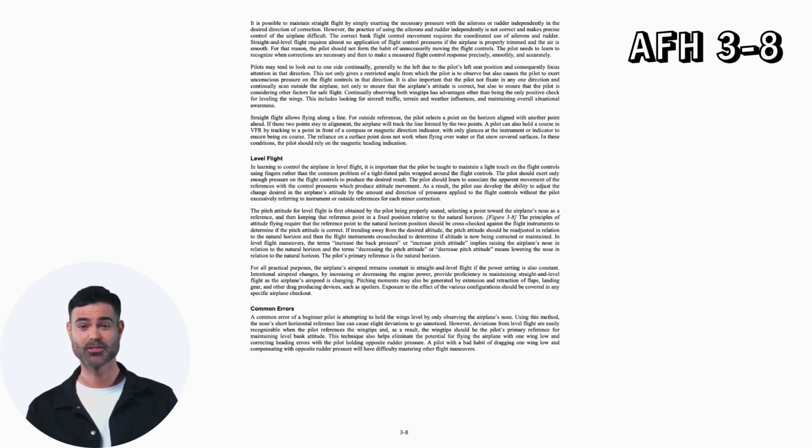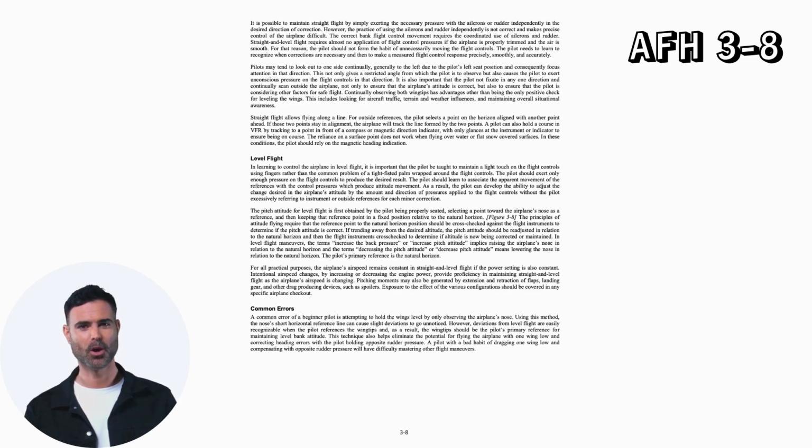In level flight maneuvers, the terms increase the back pressure or increase pitch attitude imply raising the airplane's nose in relation to the natural horizon, and the terms decrease the pitch attitude or decrease pitch attitude mean lowering the nose in relation to the natural horizon. The pilot's primary reference is the natural horizon. For all practical purposes, the airplane's airspeed remains constant in straight and level flight if the power setting is also constant. Intentional airspeed changes by increasing or decreasing the engine power provide proficiency in maintaining straight and level flight as the airplane's airspeed is changing.